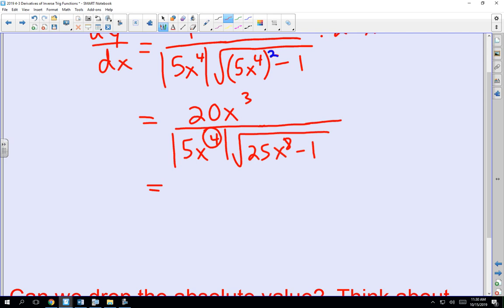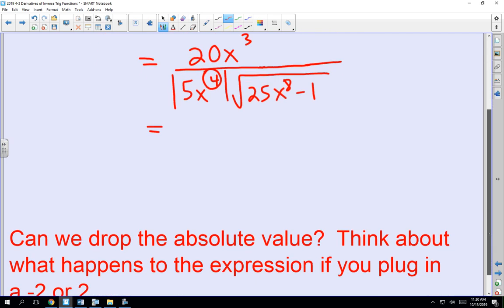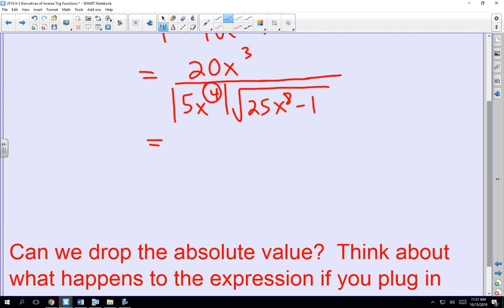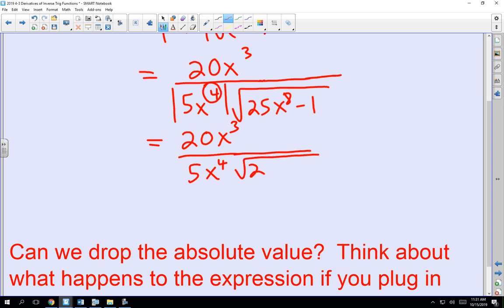So I have that question here. It says, can we drop the absolute value? Think about what happens to the expression if you plug in -2 or 2. So yeah, plug in -2 here, you get the same thing as if you plug in 2. So you could drop the absolute value, and therefore you could find it in a somewhat more simplified version here. It'd be like this. Okay. So just for the fact that I can drop the absolute value on this guy. And so we have 4 over x times square root of 25 x to the 8th minus 1.